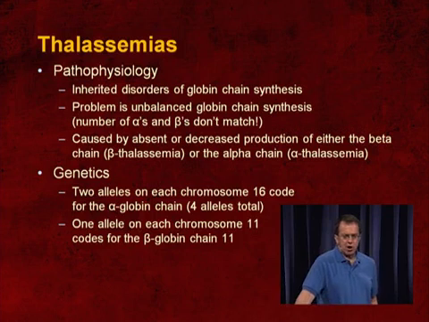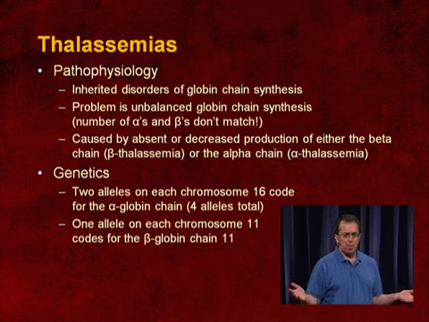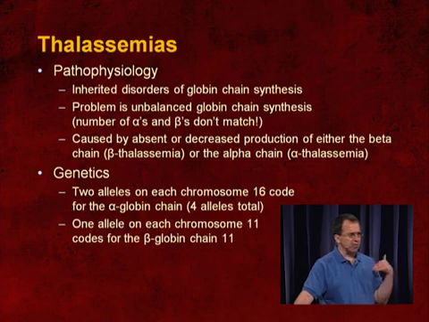And so these are inherited disorders of globin chain synthesis. And our problem is that you don't have a balanced production of synthesis. Your number of alphas and number of betas don't match. It can be caused by absent or decreased production of either the beta part or the alpha chain.